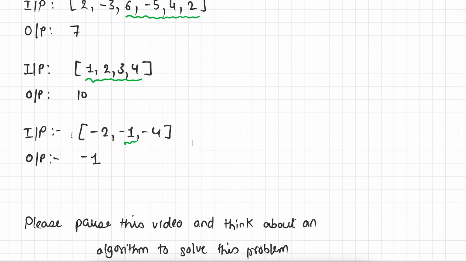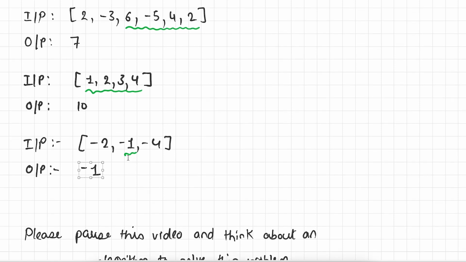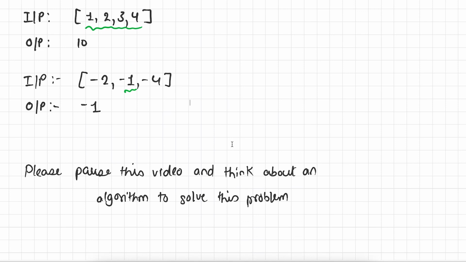Moving on to the next example. Here you can see all the elements are negative, and when elements are negative, the maximum subarray sum is -1, because -1 in itself is a subarray. If we consider any other subarray, we get a sum that is less than -1, because -1 and -2 is going to be -3, which is less than -1, and -1 and -4 is going to be -5, which is also less than -1. So I hope now you understand this problem really well.